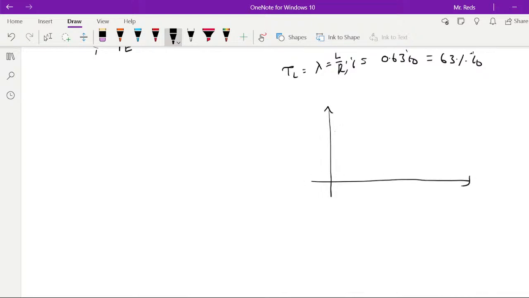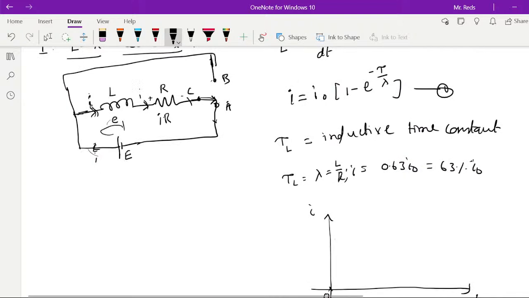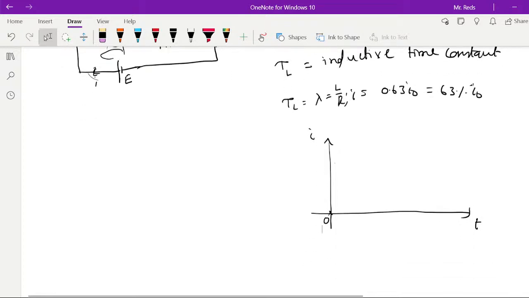If you consider time on the x-axis and current on the y-axis, at time t equal to 0 the current will of course be 0. In the expression also, at t equal to 0, e power minus 0 is 1, so 1 minus 1 is 0, and the current is 0. As time passes, the current increases exponentially and becomes steady. This maximum, steady current will be taken as I naught.